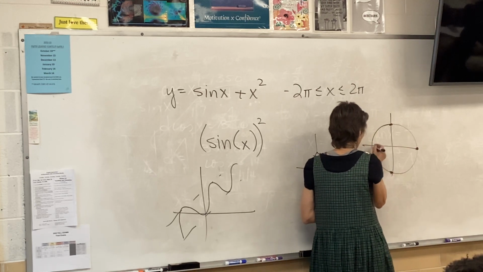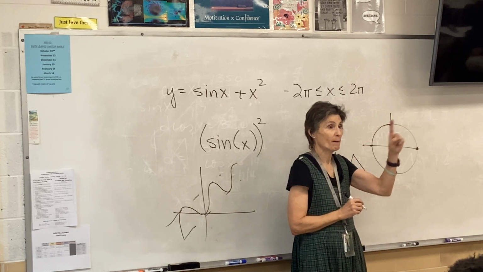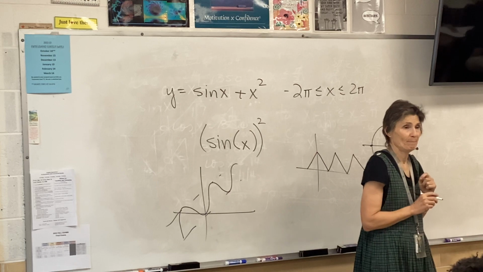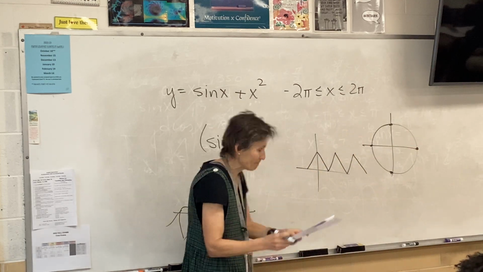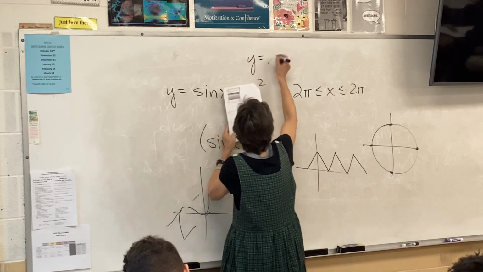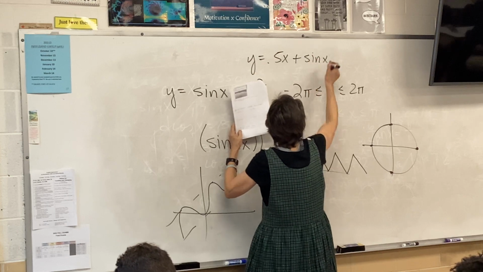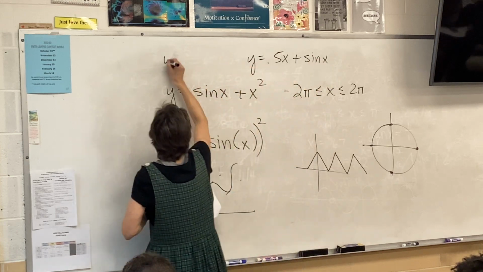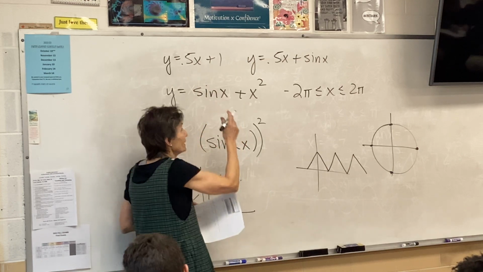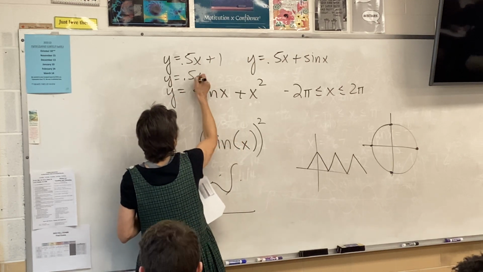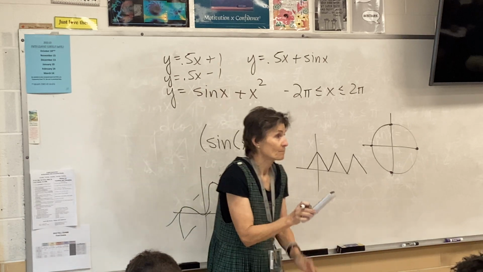What's the biggest y value on that circle? 1. That is your sine maximum. What's your sine minimum? -1. So this equation, y equals 0.5x plus sine, is going to oscillate between 0.5x plus 1 and 0.5x minus 1. Just for fun.